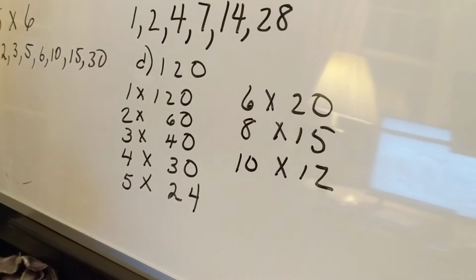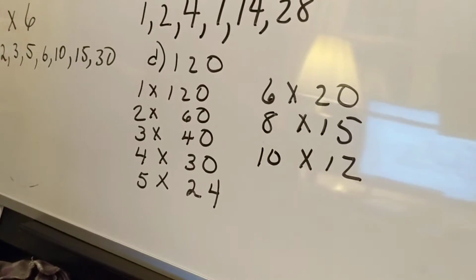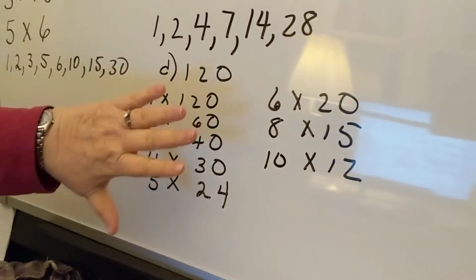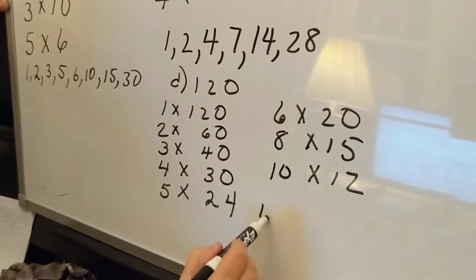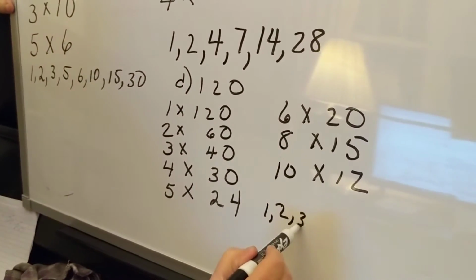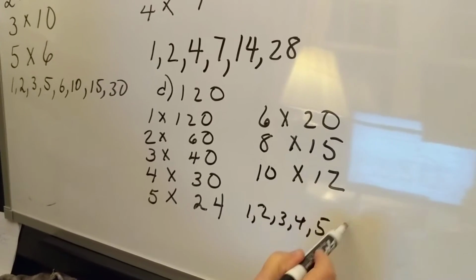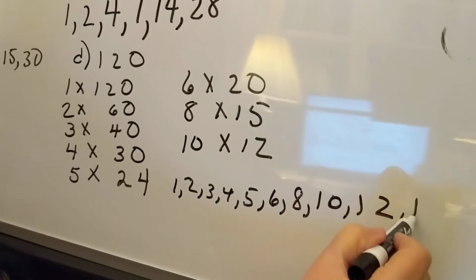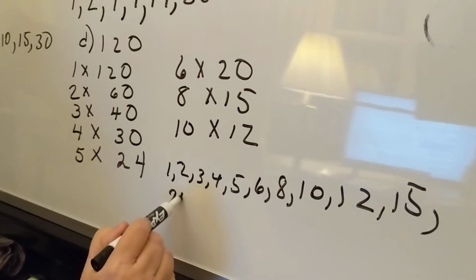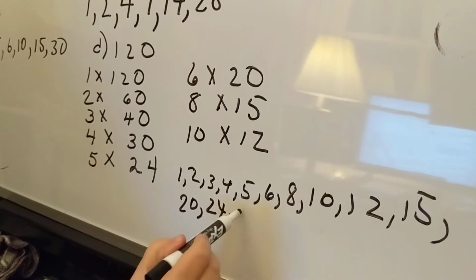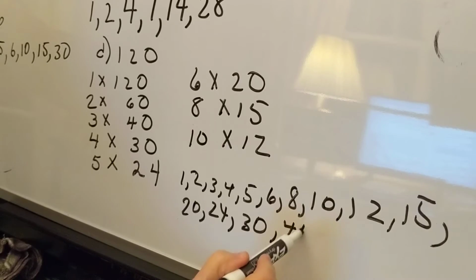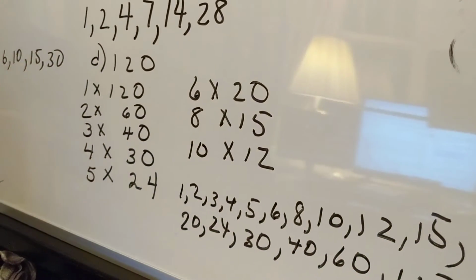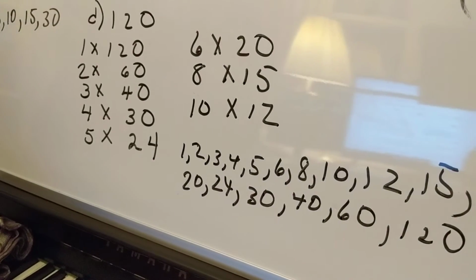I'm suspecting that's the end of it. The square root of 120 is 10, almost 11, but not quite. So we've tried enough. But I can have 1 row, 2 rows, 3 rows, 4 rows, 5 rows, 6 rows, 8 rows, 10 rows, 12 rows, 15 rows, 20 rows, 24 rows, 30 rows, 40 rows, 60 rows, or 120 rows. All right.